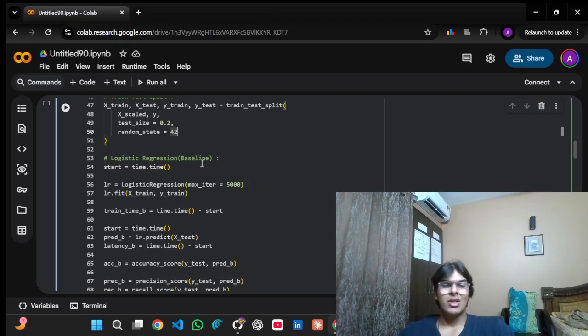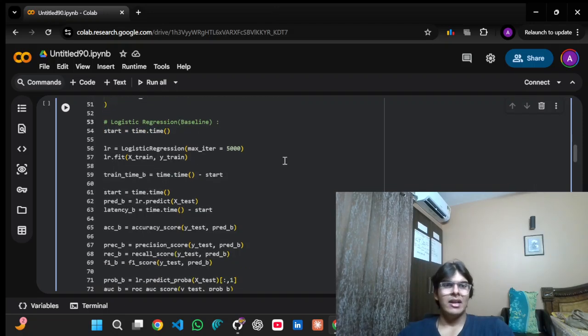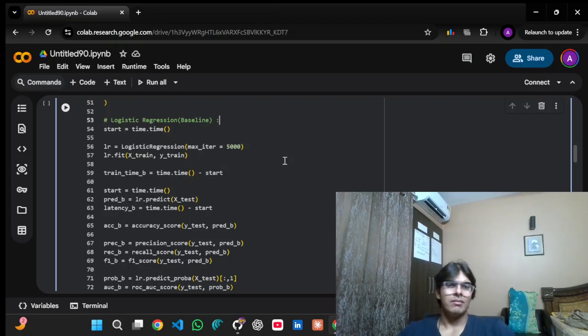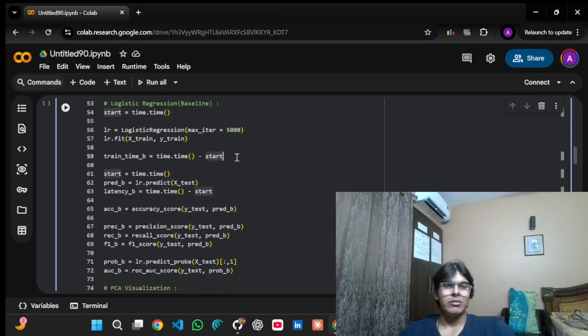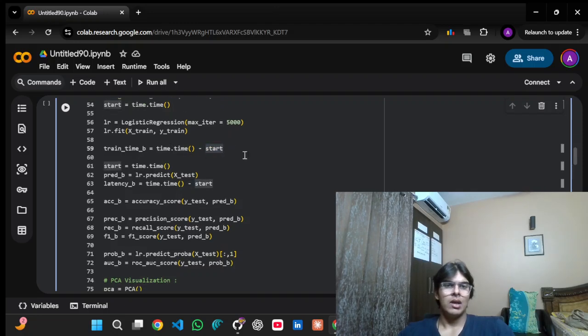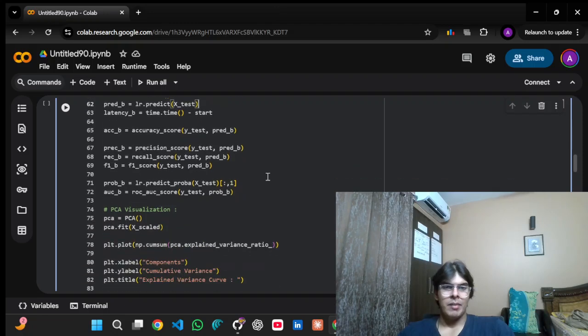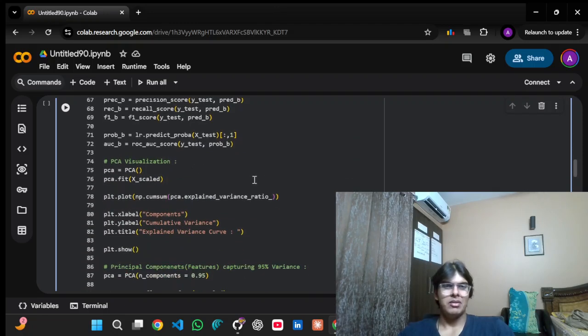This is something additional that I've started doing, basically to measure the training time and the inference latency. This is how you can measure the training time. Take a start and then take an end and subtract both of them. This is the training time. The training time will be the current time minus the original start time. This is how you train a logistic regression model. I've given max iterations as 5000. You can choose some other value as well. The main point, this is how we visualize the PCA.